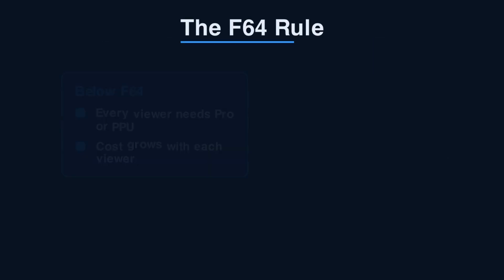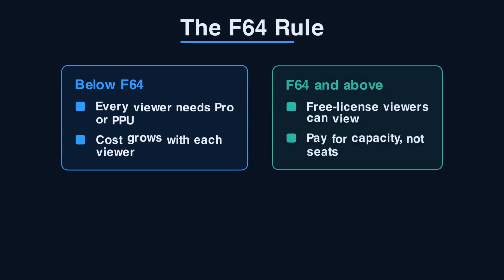There is one threshold that changes the math completely. F64. On any capacity smaller than F64, every person who even views a Power BI report needs a paid Pro or PPU license. At F64 and above, viewers with only a free license can open that content. So if you have a handful of authors but hundreds of viewers, moving up to F64 can be far cheaper than buying everyone a Pro seat.